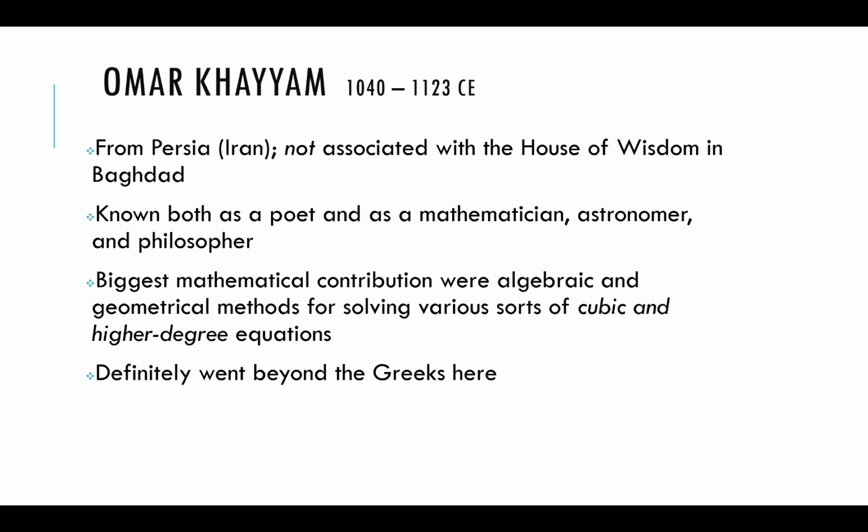And then we have Omar Khayyam. Omar Khayyam was around later, 1040 to 1123 Common Era or AD. But he was from Persia, which would be considered Iran. He is not associated with the House of Wisdom in Baghdad, though some of his works ended up there, but he wasn't purposely trying to get the stuff there. He was known as a poet, a mathematician, an astronomer, and a philosopher.